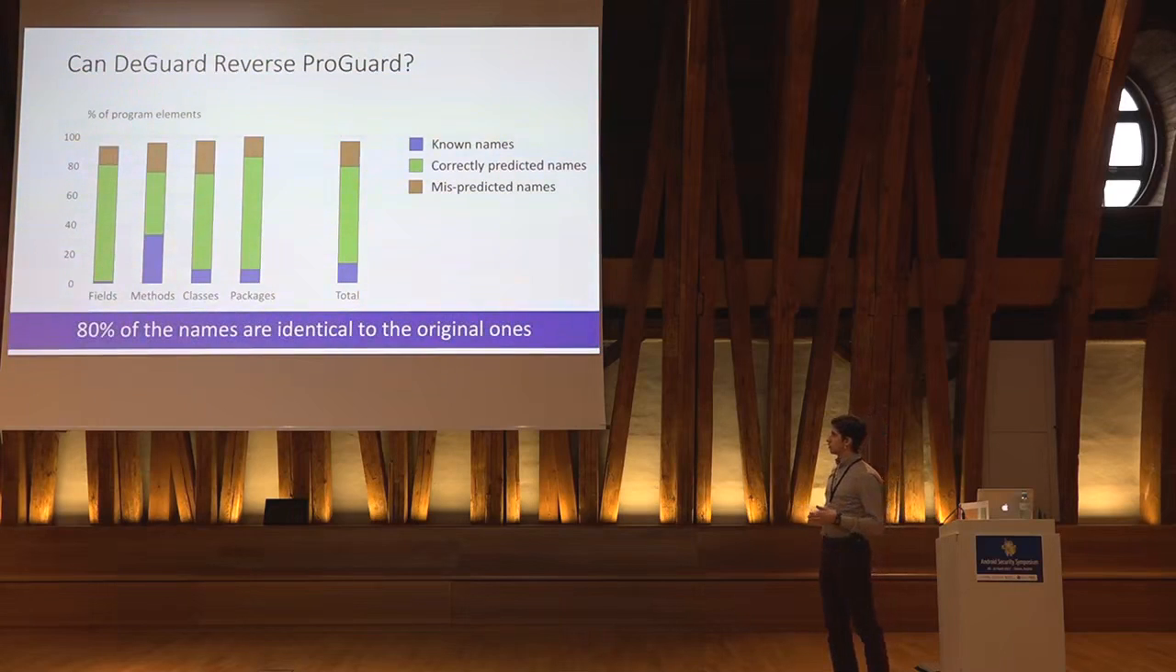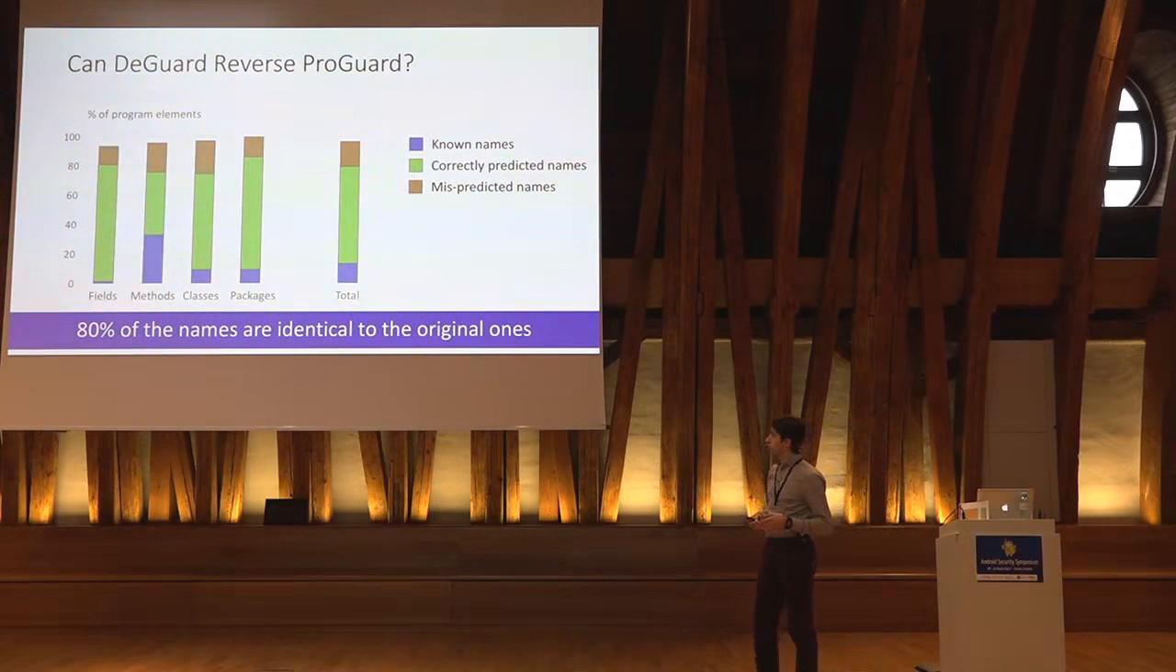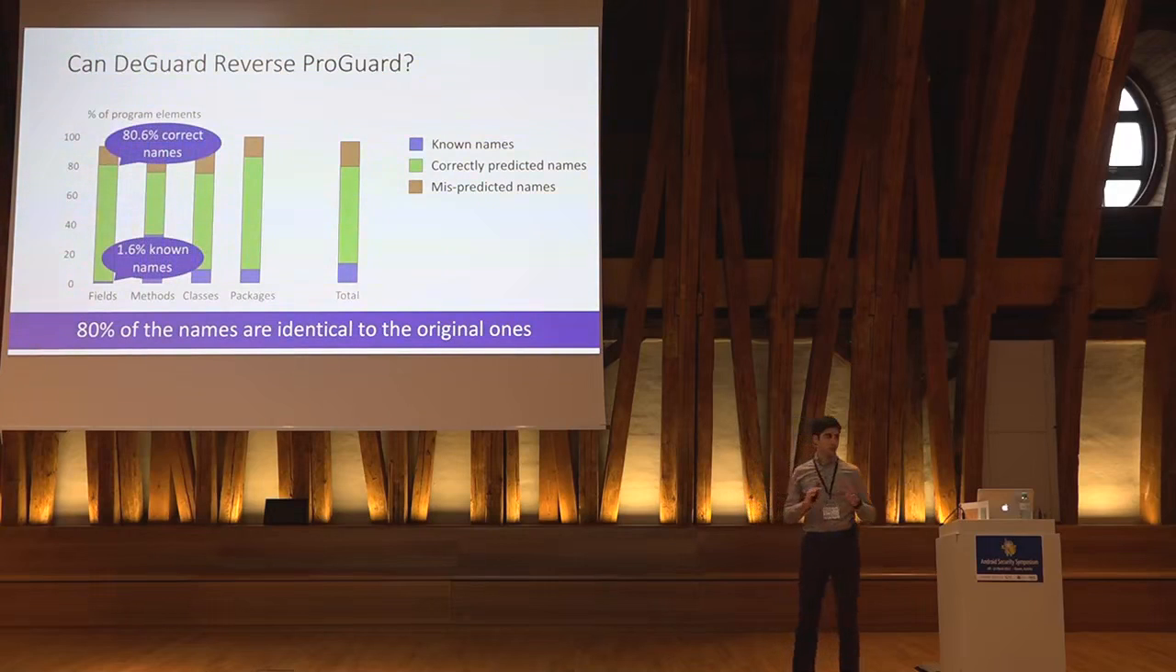And the bottom line here is that after the deobfuscation, 80% of the names are identical to the ones we find in the source codes. And if you look at the breakdown per different program elements, there are some quite big differences. So if you look at fields, after obfuscation, we have only 1.6% of the names for fields remaining in the application. After deobfuscation, this goes up to 80.6%.